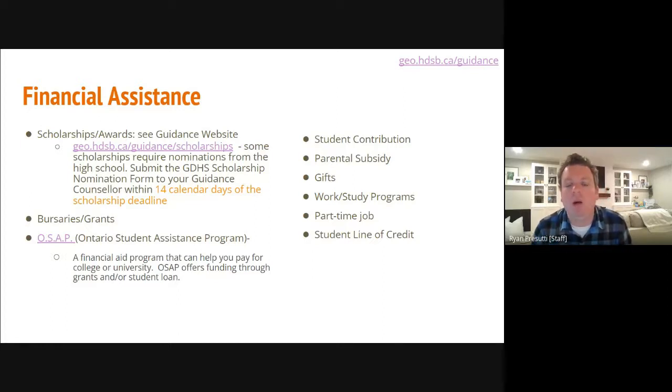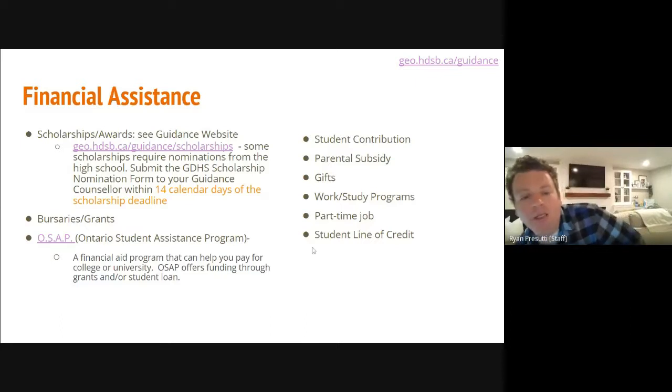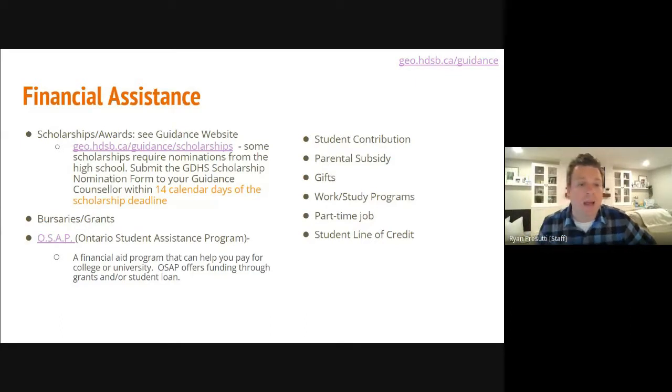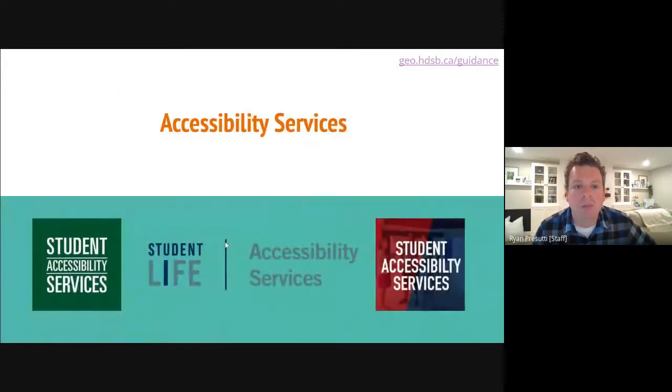Parental subsidy or RESPs, gifts, as I've heard of students getting graduation gifts for graduating high school. No pressure, parents, for that, because I certainly did not get that when I was in high school or university, I can tell you that. But if those are things that are of consideration, then perhaps that's a way for your student to save some money. And perhaps the student line of credit at any of those financial institution banks may be a cheaper interest rate than OSAP as well.